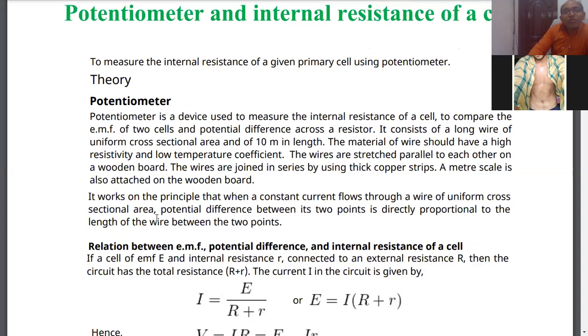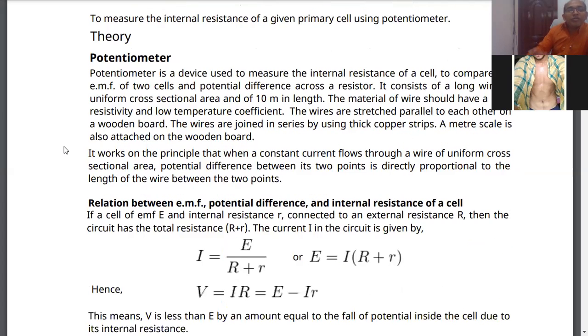Now, working principle of potentiometer has already been discussed in the previous experiment. So here once again I explain it, because while you are being asked to measure the internal resistance, you must explain the theory and working again. So potentiometer works on the principle that when a constant current flows through a wire of uniform cross-sectional area, potential difference between its 2 points is directly proportional to the length of wire between the 2 points.